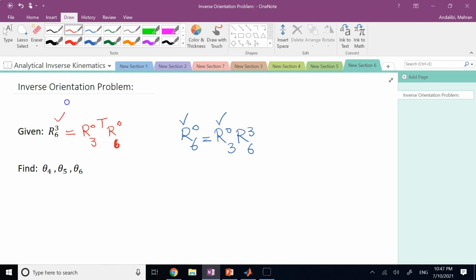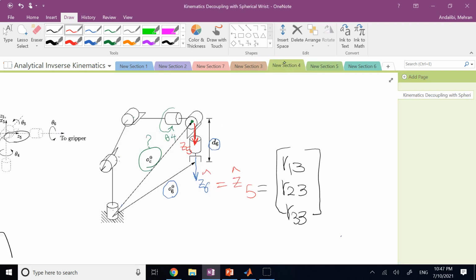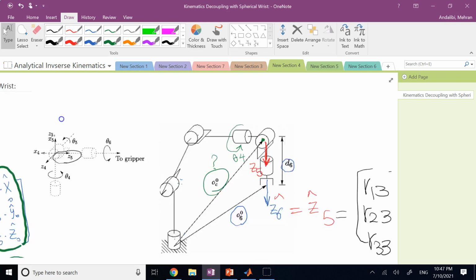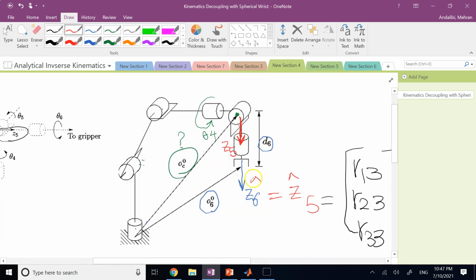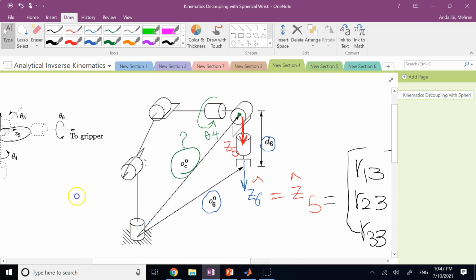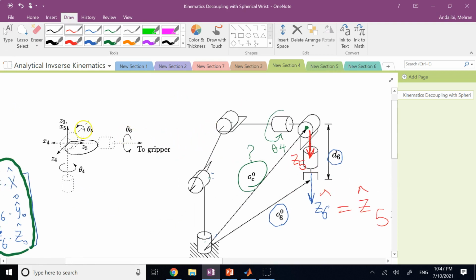So from here, I can get this rotation matrix, 6 with respect to 3. And now, what's specific with 6 with respect to 3? If we go back to that spherical wrist here, right? If you look, 3 here is where? Let's look at Z3. Z3 is like that. So this is the same as this guy. So Z3 is this. This is Z3.